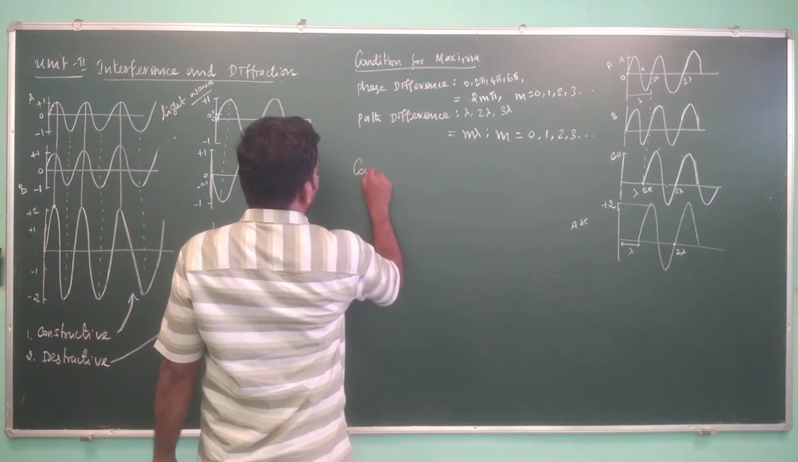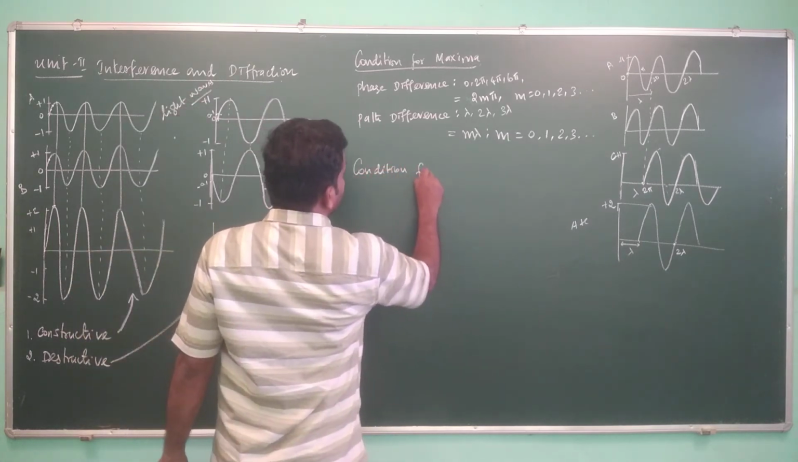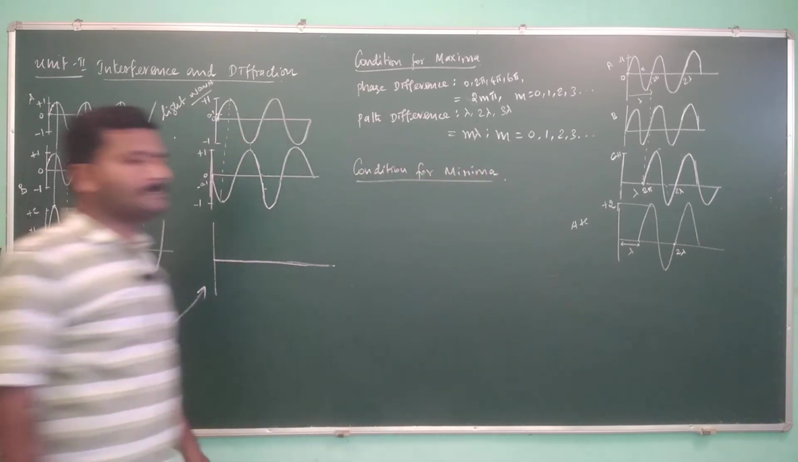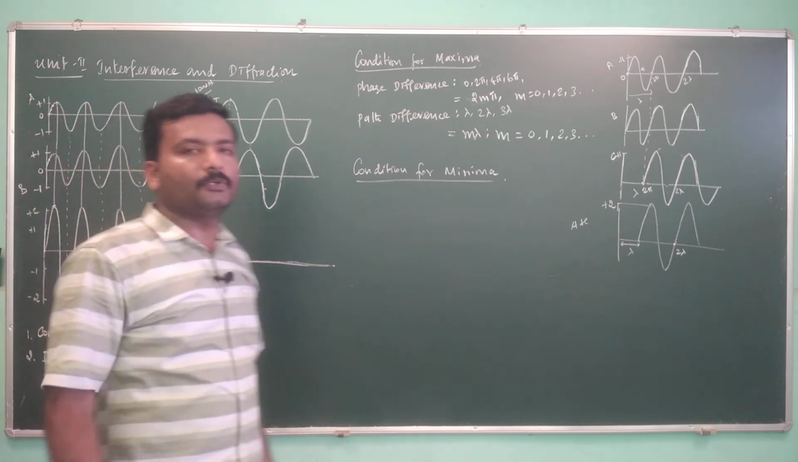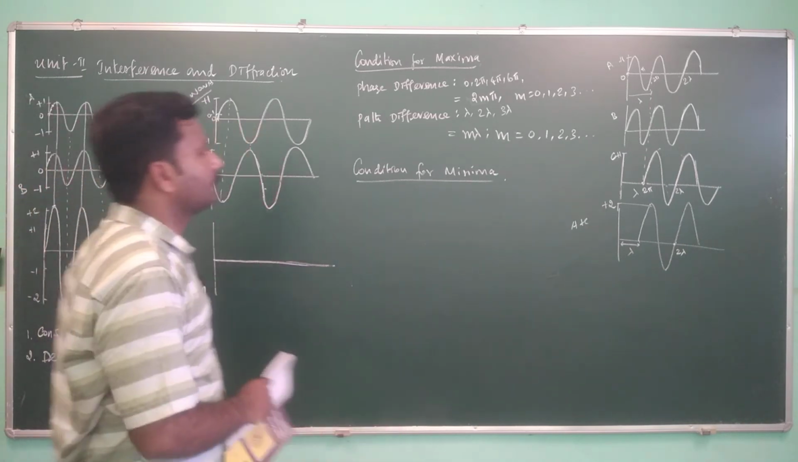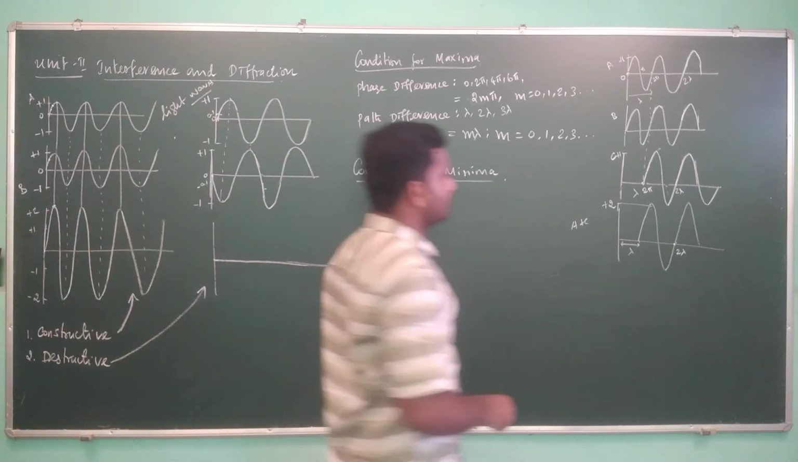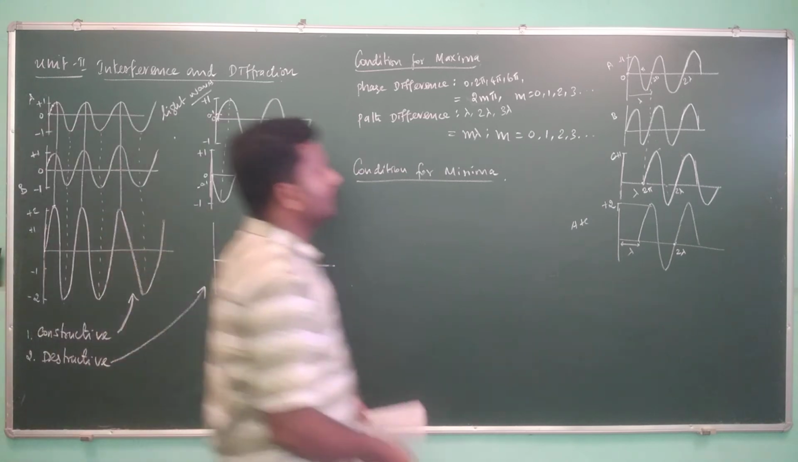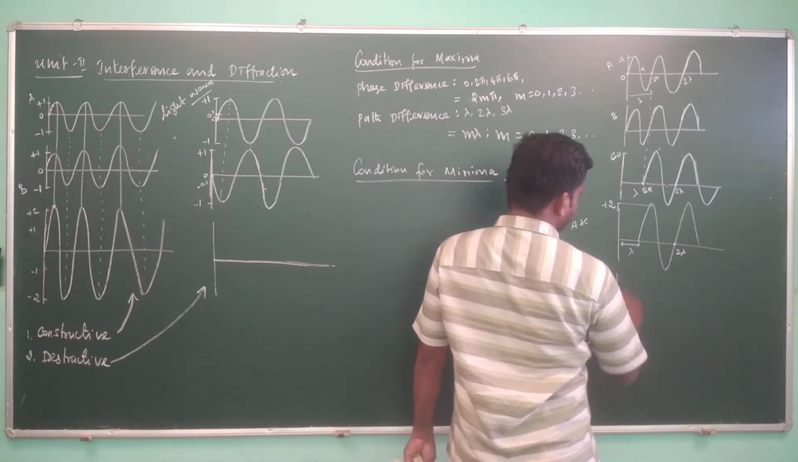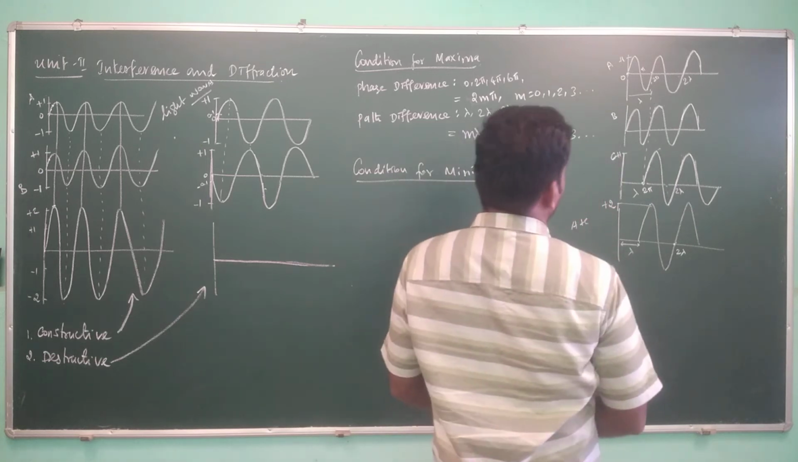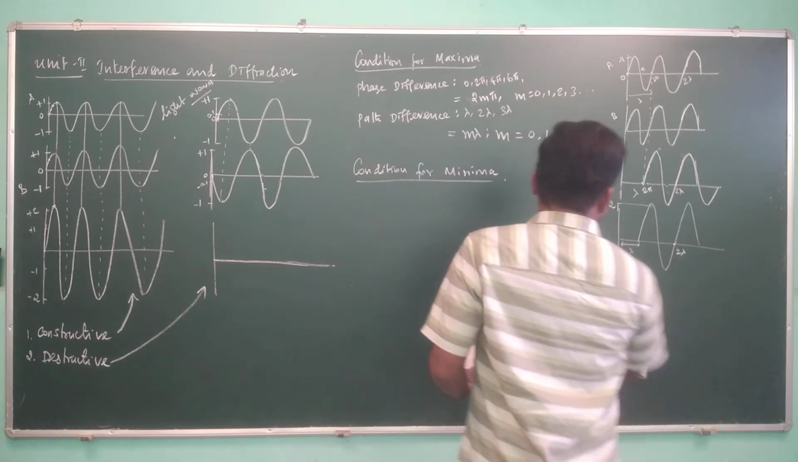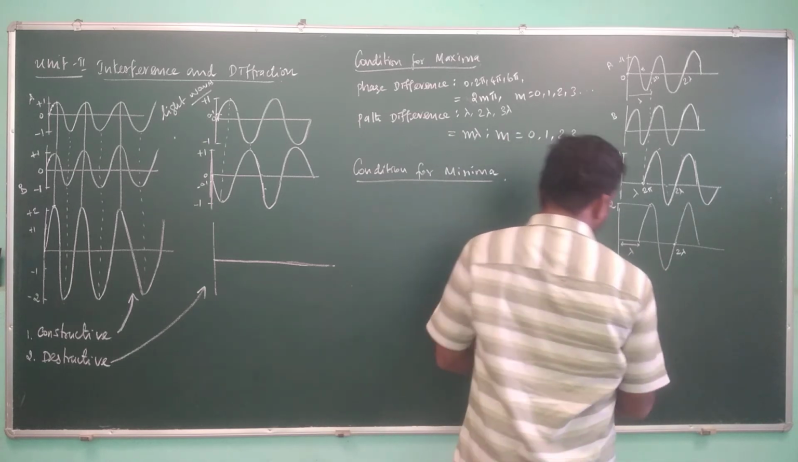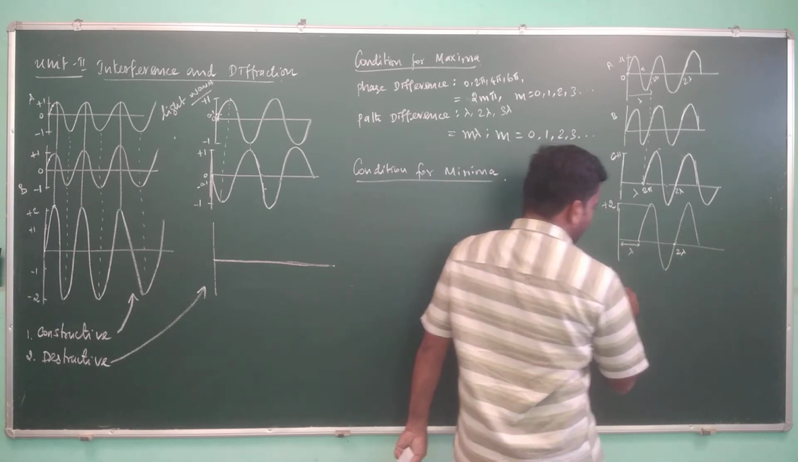And what about the condition for minima? That is, for the intensity to become small or 0. Let's consider another wave, let's say wave D. Or let me rub out. Fine. Let's draw another two waves separately in order to understand things. Let's say another wave.